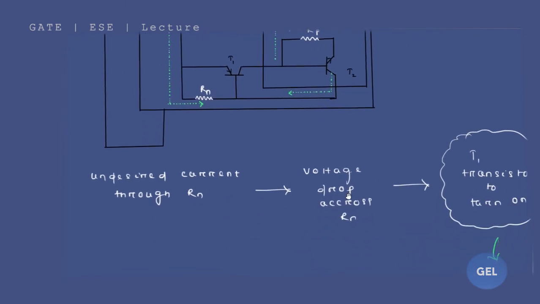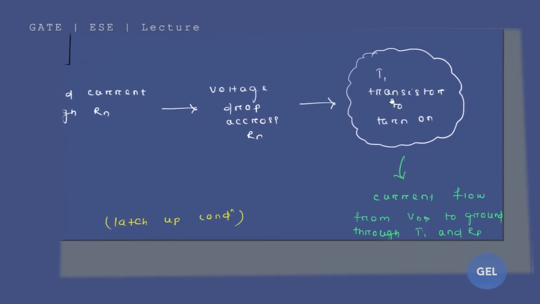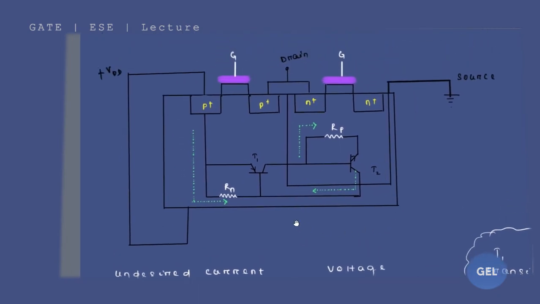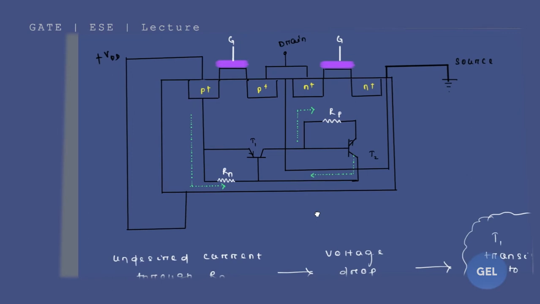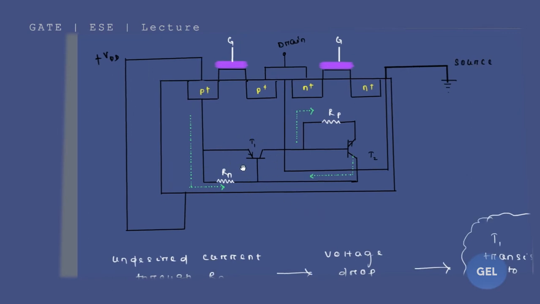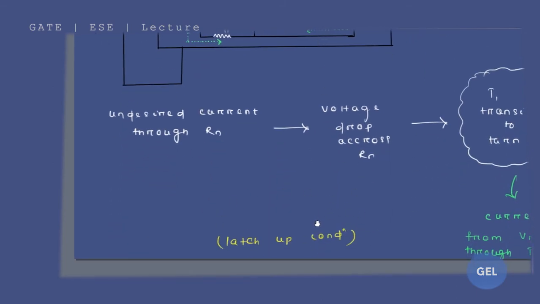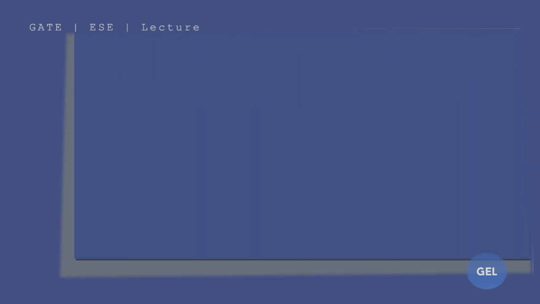So I have written down here: the T1 transistor turns on, and this leads to current flow from VDD to ground through T1 and RP. This is an extremely analytical subject, and I can't get into the entire analysis; it would take around 1 hour. You only need to understand that if this transistor turns on, current will flow through it to ground, and this is your latch-up condition. We need to avoid this latch-up condition.